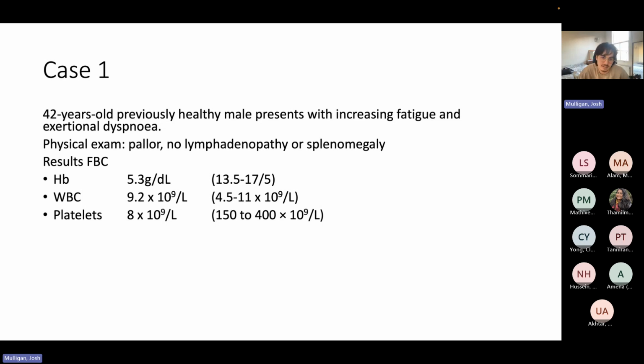So based on what we've seen so far, does anyone want to tell me where their mind might be tending to in terms of differentials? No specific answer, but based on what we've seen so far. I'm thinking some kind of microcytic anemia because of the low hemoglobin, the pallor, increasing fatigue, exertional dyspnea. Yeah, that's a good shout. Definitely. Anything else? We've got low platelets, a couple of other systemic signs as well.